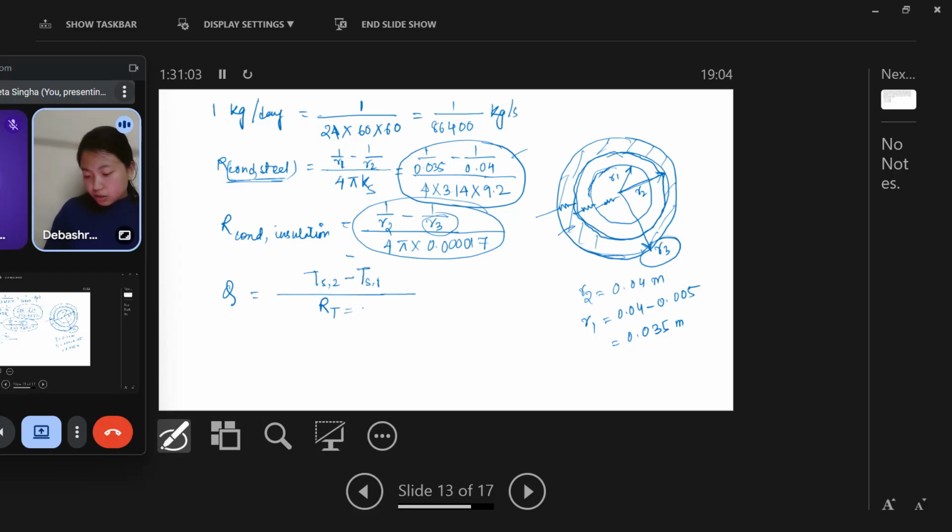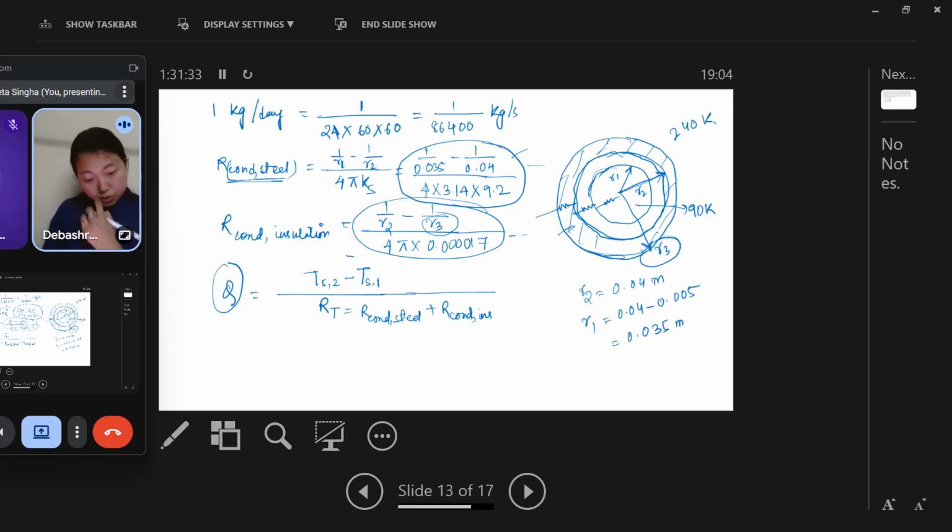This RT is equal to R conduction steel plus R conduction insulation. Okay, this plus this. Then what will be the Q? TS2 and TS1, you know already. TS2 is 240 Kelvin and TS1 is 90 Kelvin.